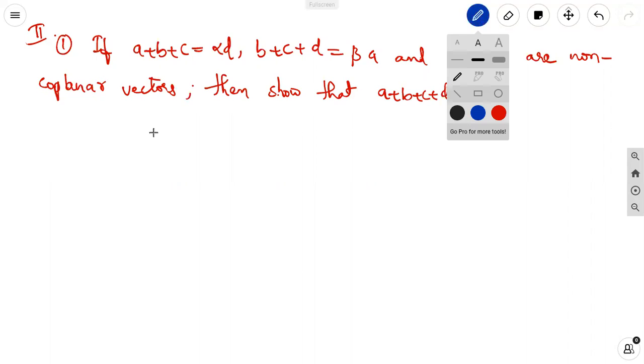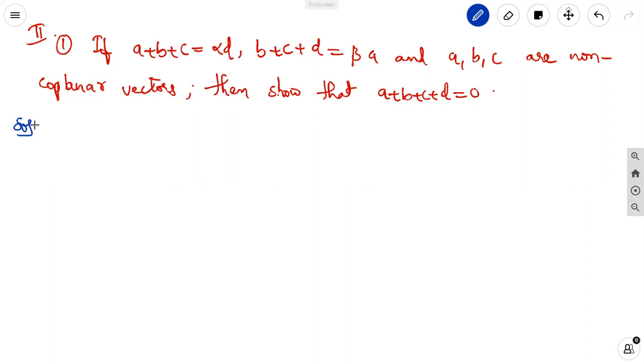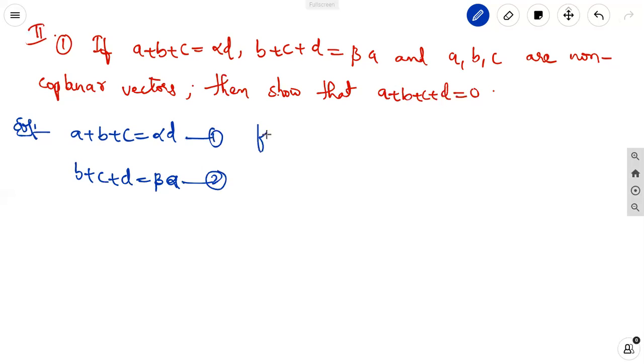Here, first we can get the idea about coplanar. Coplanar means three are in the same plane. Non-coplanar means three are not in the same plane. We have the relation a plus b plus c equal to alpha d, and the second relation is b plus c plus d is equal to beta a vector. Let these be equation 1 and equation 2.